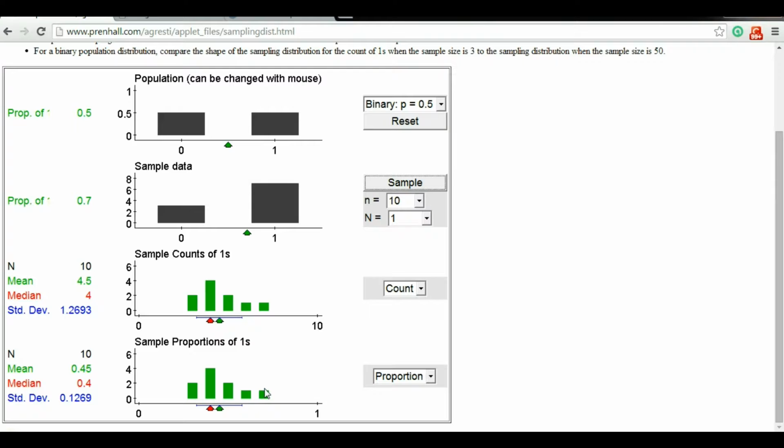So what happens if we were to keep doing samples? Now I'm going to do 100 samples, just to make this go quick. Look what happened. We got a distribution that's roughly unimodal and symmetric.